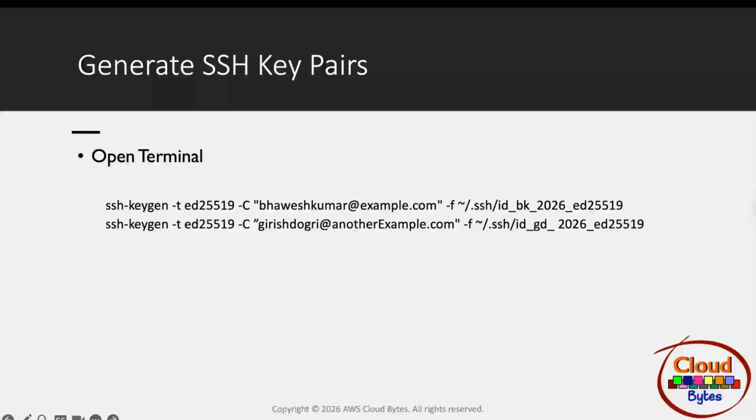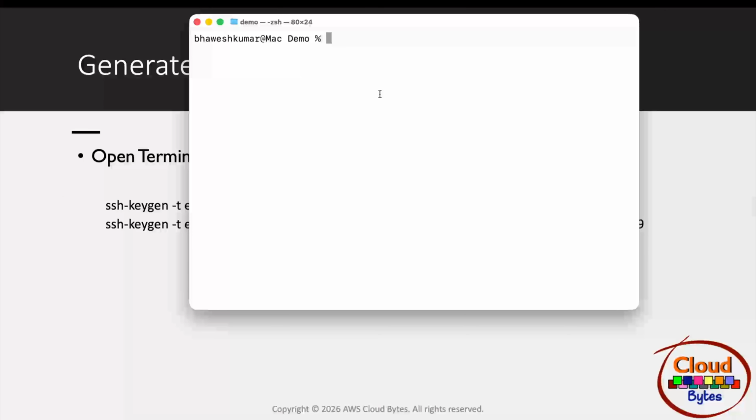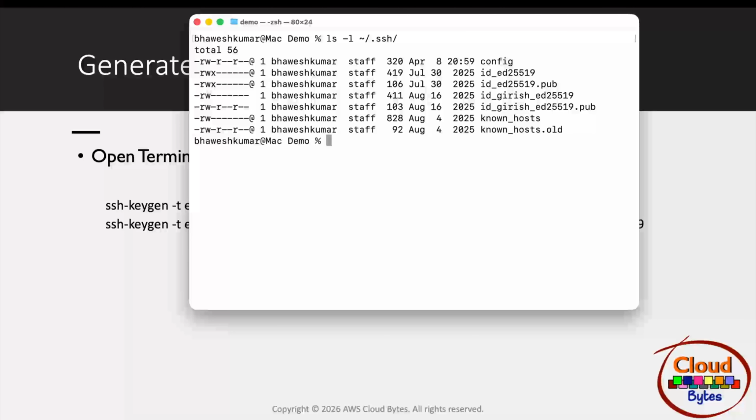Let me generate the files now. So I'm in my terminal. Now I can show you what I have in my SSH. So in my SSH folder, you can see there are already a setup of this public and private key. Then you have this public and private key. This is by Girish, and this is my name, and keygen, and then dash T.